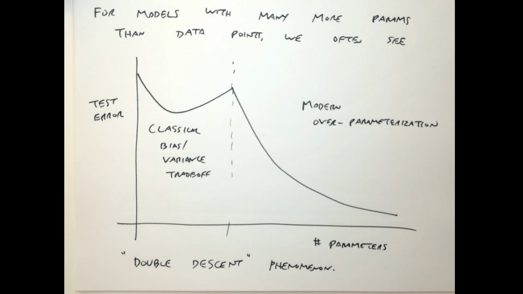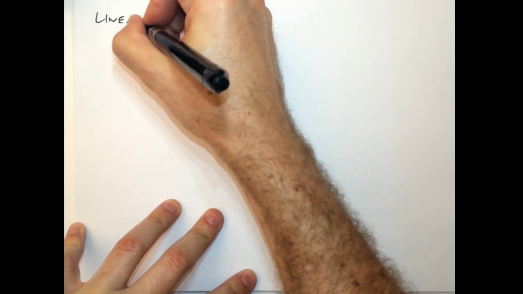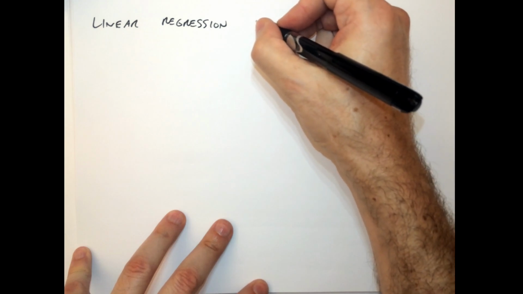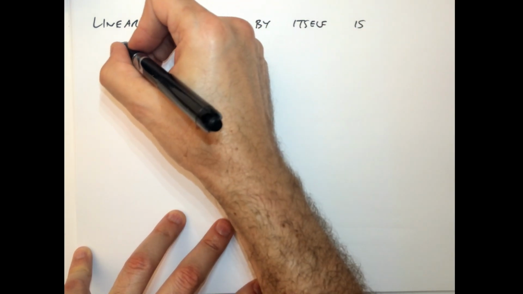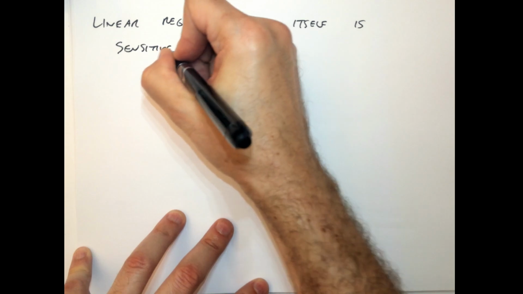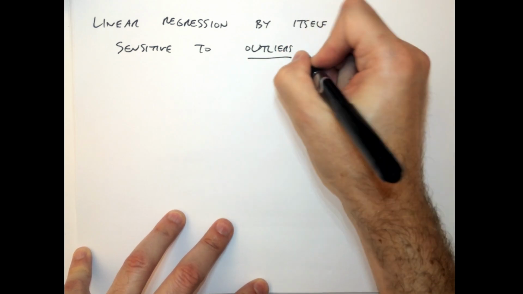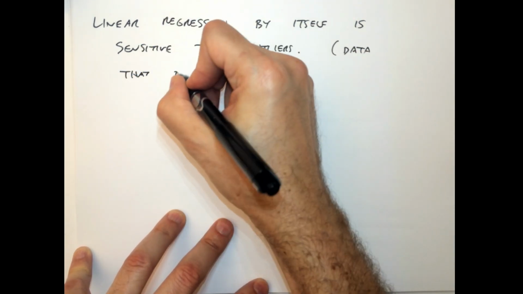So I want to tell you two more things, right? One thing is that I think it's important that you know that linear regression, no matter what your basis functions are, by itself is sensitive to what are called outliers, right? So outliers are basically data that doesn't fit the model.